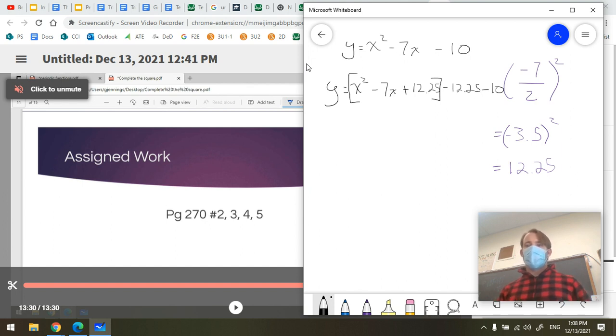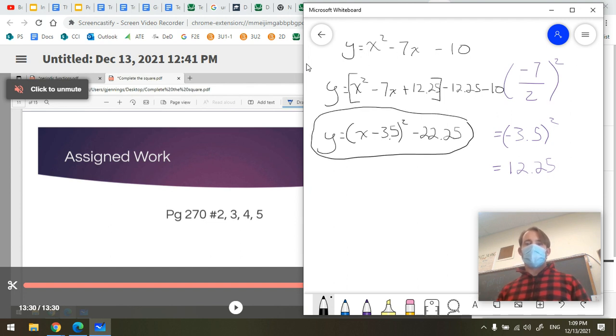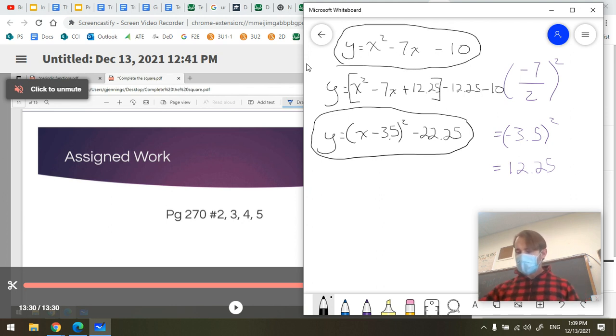This is my perfect square. It has this number multiplied by itself, gives me a positive 12.25, and added to itself gives me -7. So that's how I would factor this as y is equal to x minus 3.5 squared minus 12.25 minus 10, so that's minus 22.25. And this quadratic here, when I graph that in decimals, should be the same as that quadratic. Okay, let's take a look. X squared minus 7x minus 10.